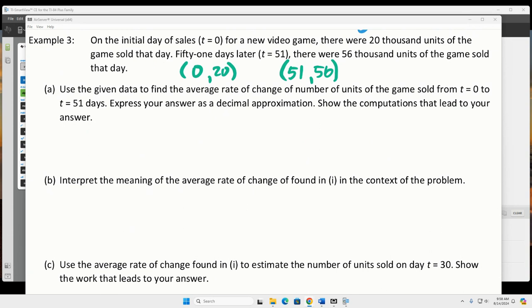Okay, and so what we're going to do is find the average rate of change between those 2 points. So what are we going to subtract in the numerator?